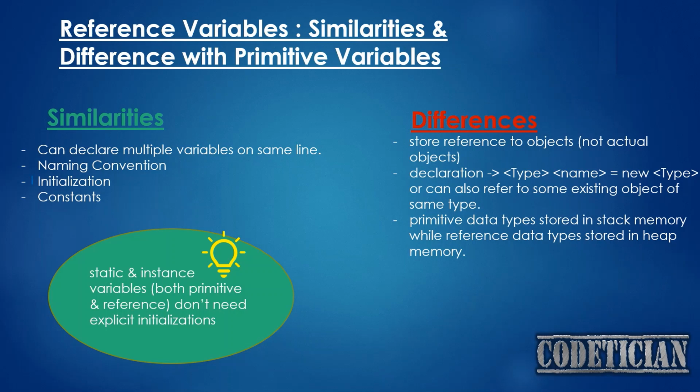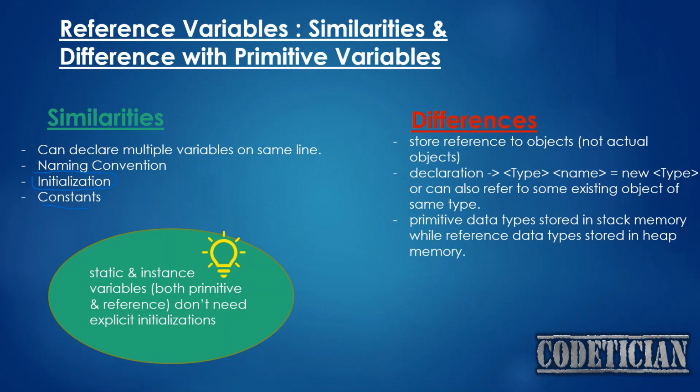Initialization is also important. Java needs explicit initialization, and constants also. Like primitive variables, if you prefix it with final it will become a constant, and same with reference variables. If you prefix it with final it will become a constant and you cannot change the value there. What are the differences? The main difference is primitive variables actually store the value, but reference variables do not store the actual objects.